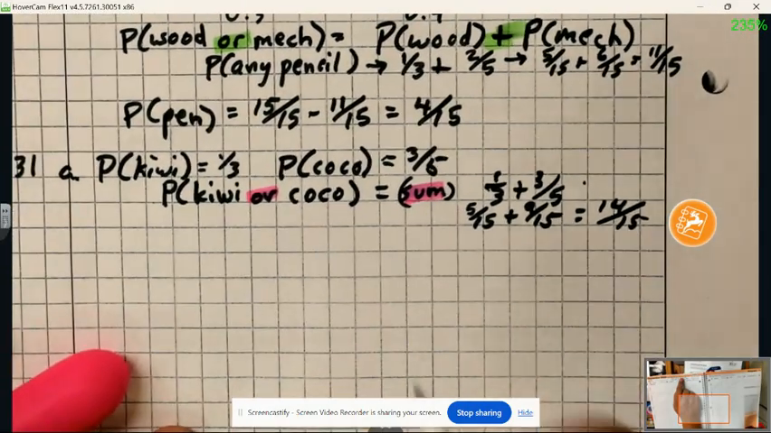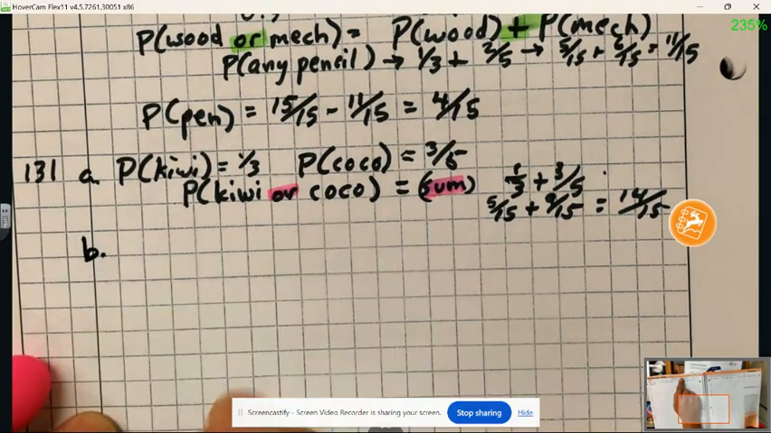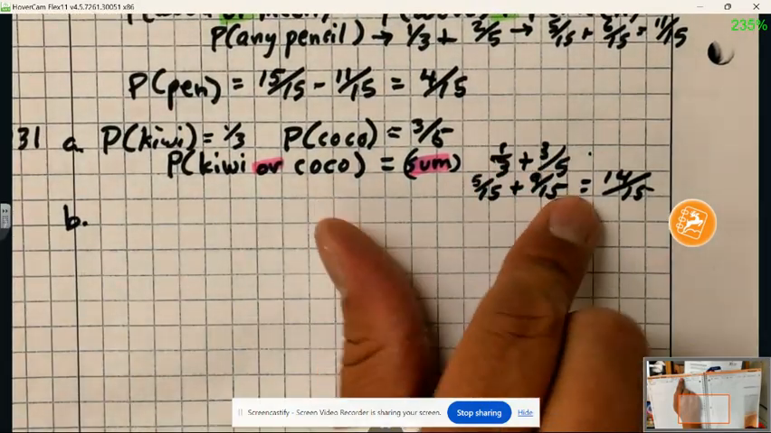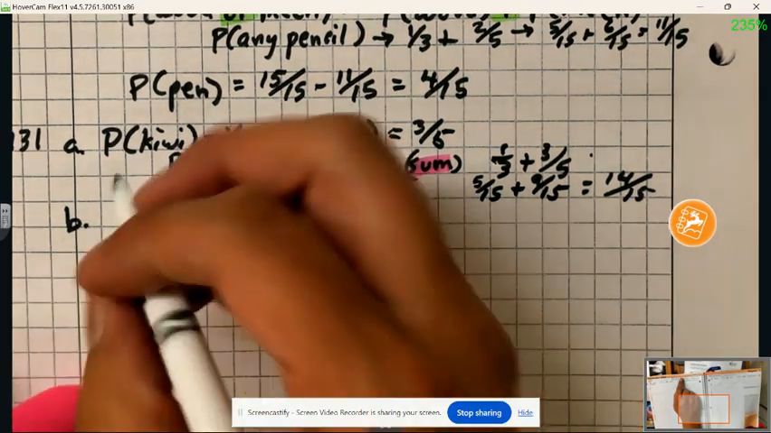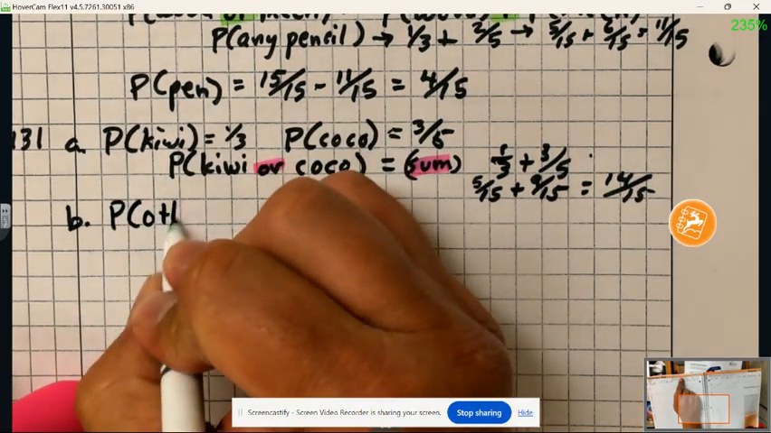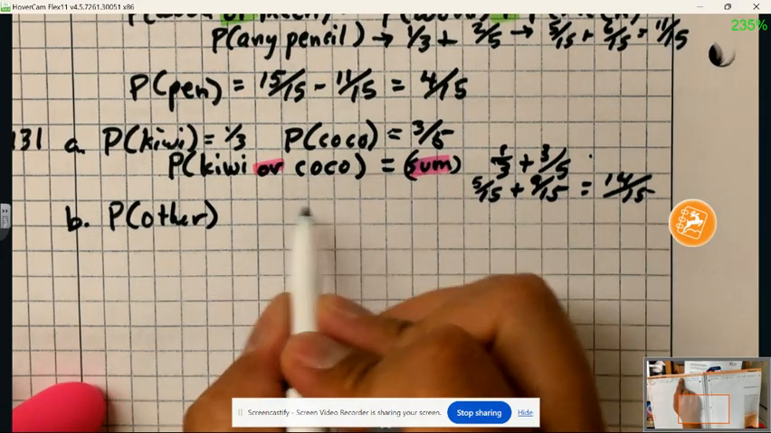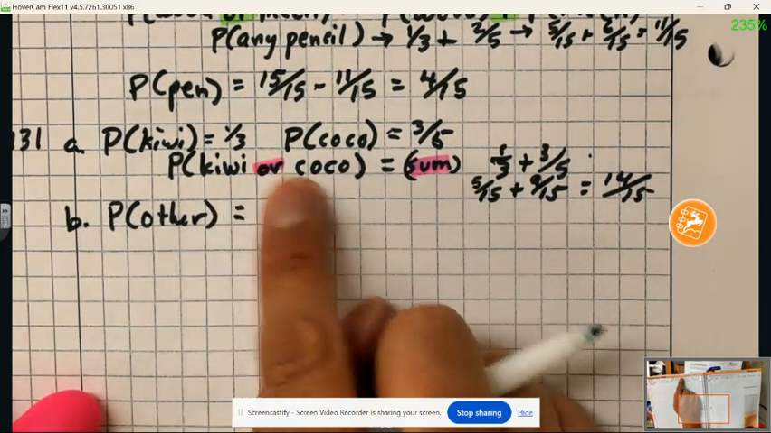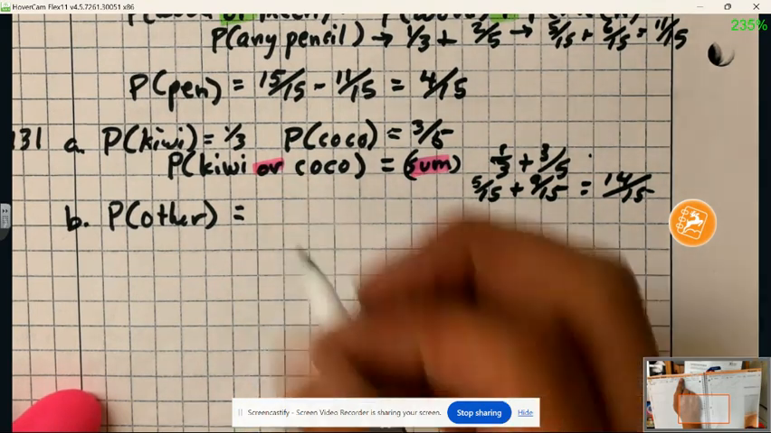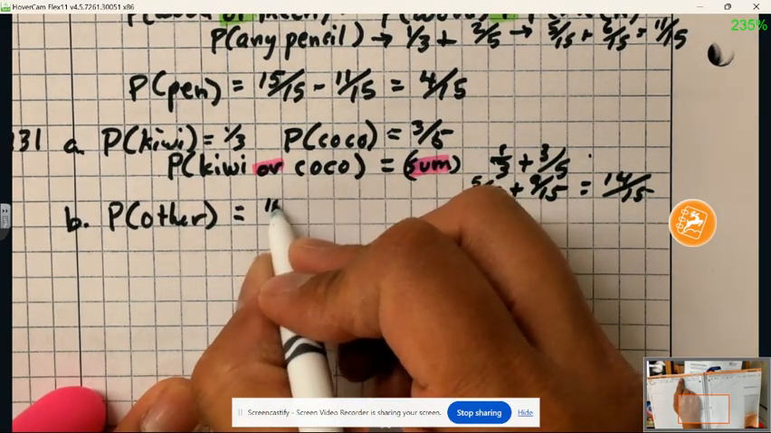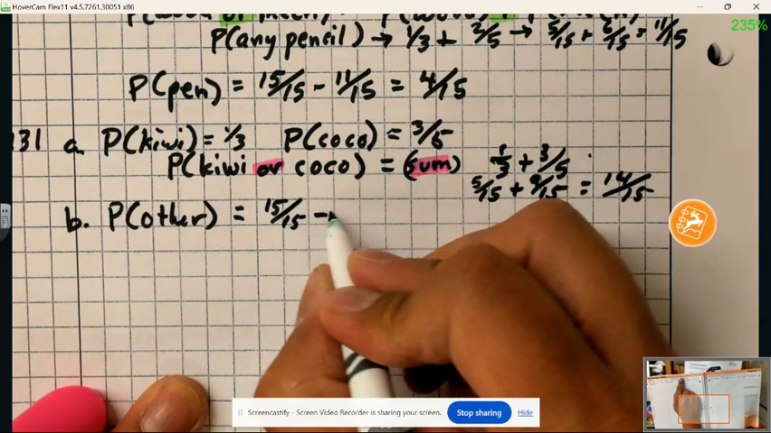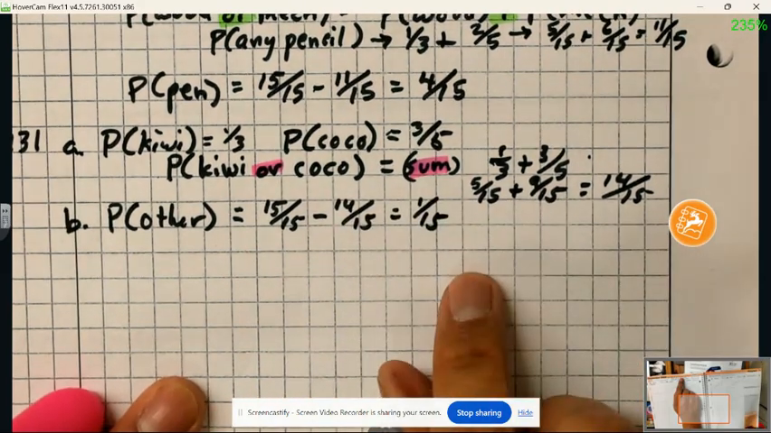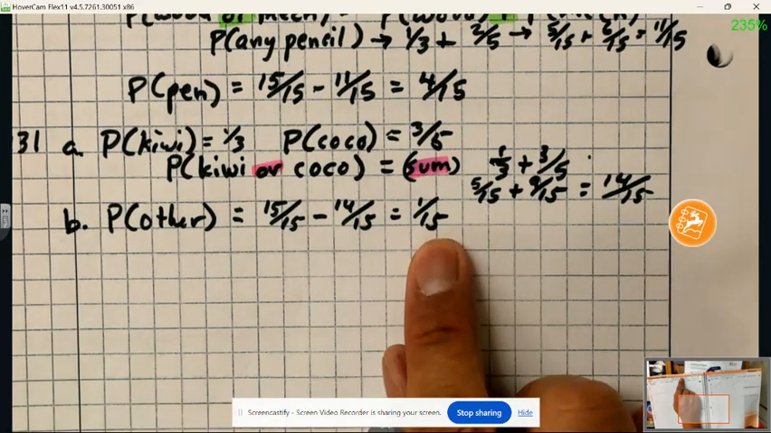and the next question is asking, does there have to be another flavor? And the answer is yes, there is another flavor, and the probability of the other flavor is the complement of it not being kiwi or coconut, or the complement of kiwi or coconut. All right, and the probability of the other is 1/15. Okay, so probability of another flavor.